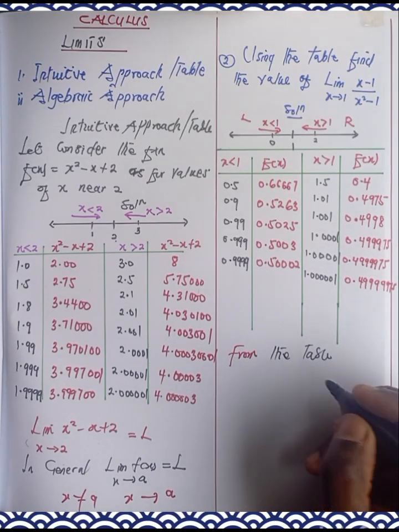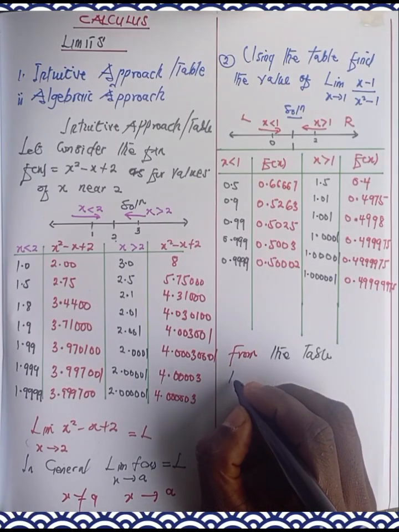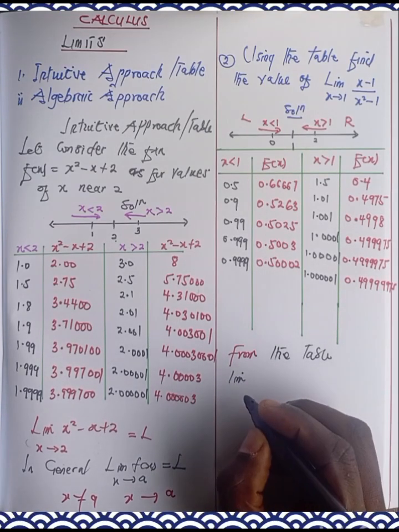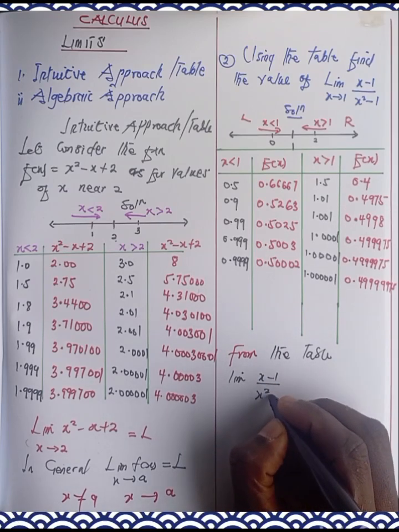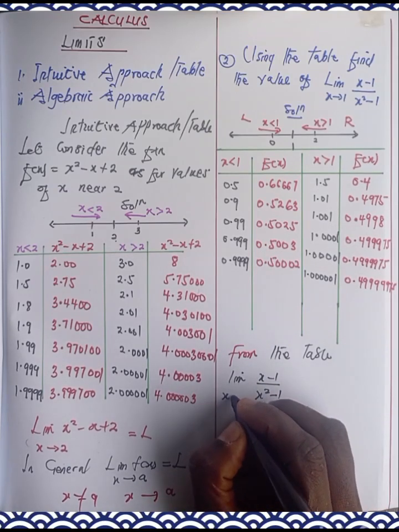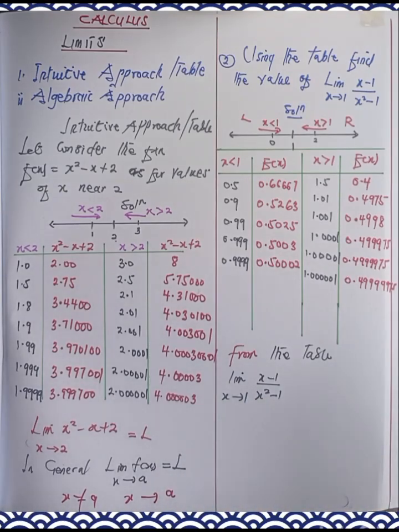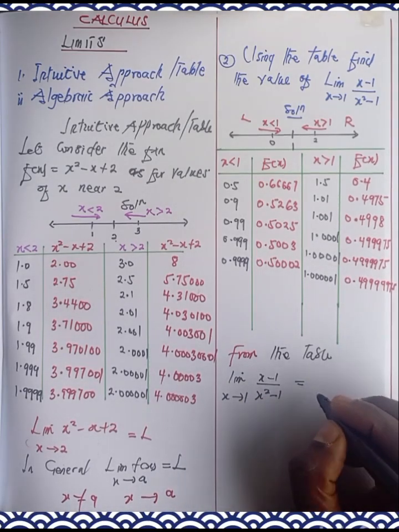So we can say that from the table, the limit of the function x minus 1 all over x squared minus 1 as x approaches 1 from either side of 1 is equal to 0.5.